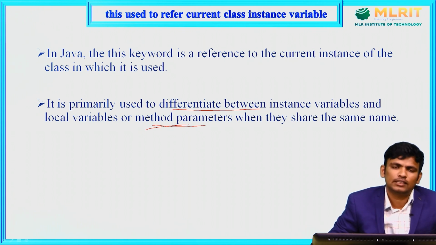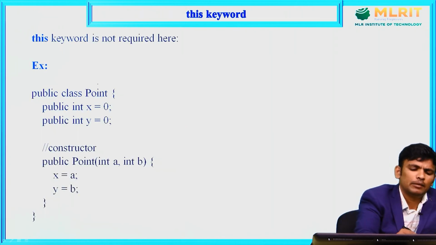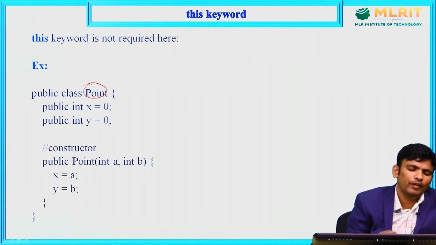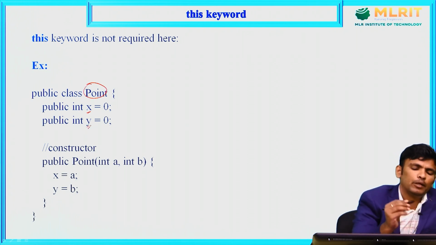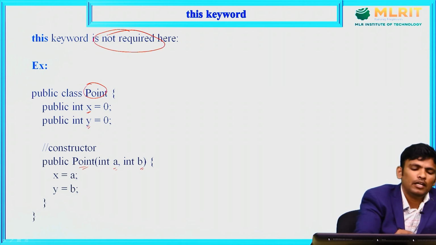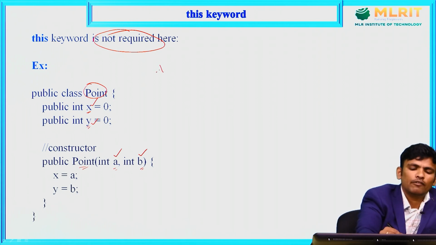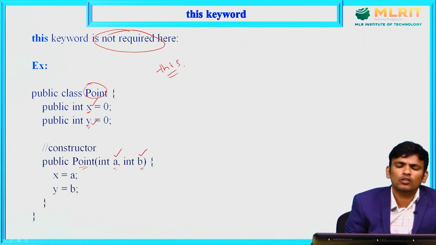In such cases, to differentiate these variables, we use this. Suppose, as an example, I have a class named Point, having two variables, x and y. Here I have a constructor which expects two parameters, a and b. In this case, this is not required. Here x and y are different variable names, and a and b are different variable names, so the this keyword is not required. If you want you can use it, or you can ignore it.